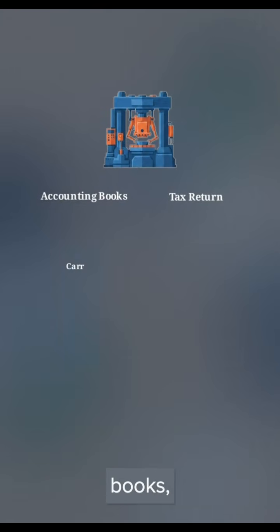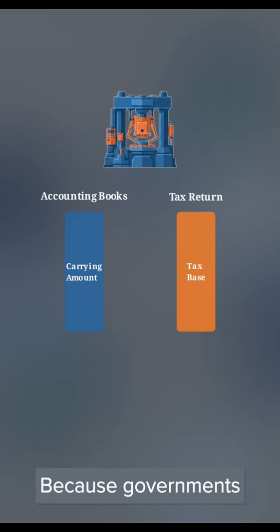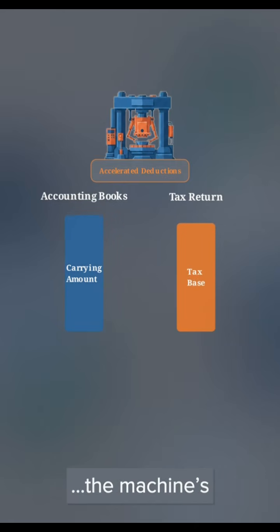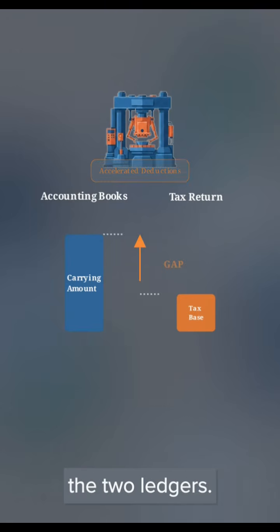On your accounting books, its current value is simply its carrying amount, but the government has its own rules for how much you can deduct, and that government-approved value is called the tax base. Because governments often allow accelerated deductions to encourage investment, the machine's tax base shrinks much faster than its accounting carrying amount. This creates a physical gap between the two ledgers.